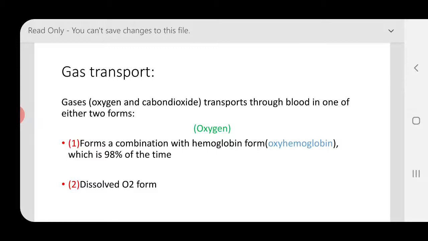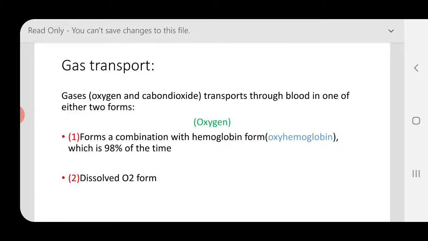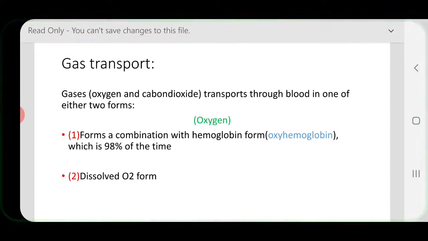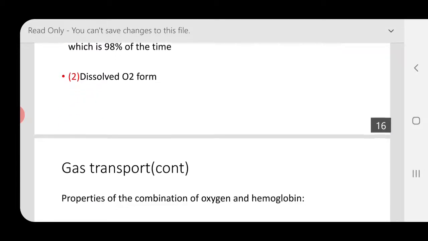It can be either oxyhemoglobin, which is a combination formed by hemoglobin and oxygen, and it accounts for about 98% of the time. So it is the most common form of oxygen transportation. The other form is the dissolved O2 form, which is seldom, rarely happening.